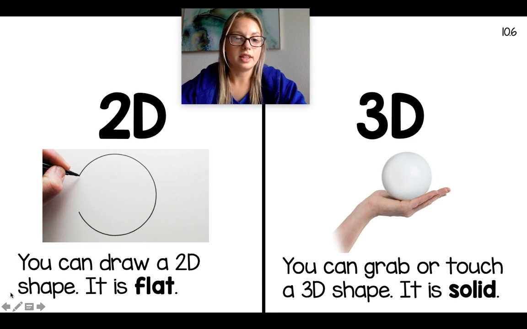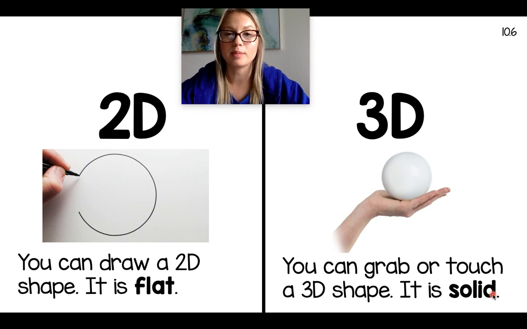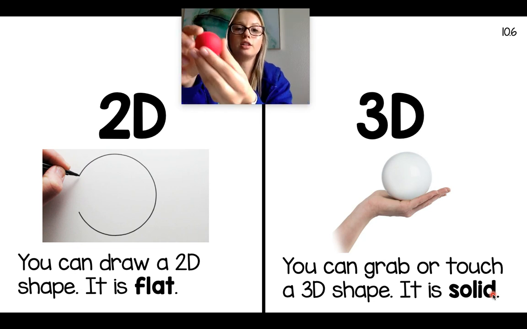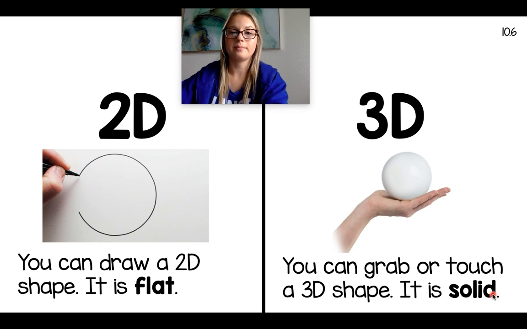Here's a 2D shape on this side. A 2D shape is something you can draw. So if you look at this picture here, they're drawing a circle on a piece of paper. You can draw a 2D shape. It is flat. Let's look on this side. Here's a 3D shape. If you look at the picture, we see somebody holding a sphere. You can grab or touch a 3D shape. It is solid. Ooh, remember that special word we were talking about? It's solid, it's real. I can touch it or hold it, right?